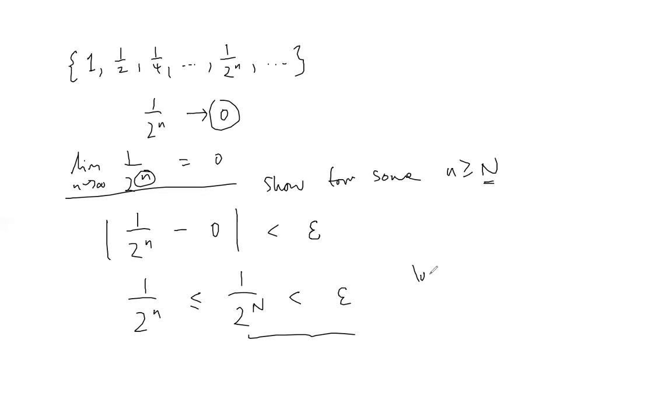Well, you can take log base 2 to make things easier. So this basically becomes minus n less than log base 2 epsilon. So your n simply needs to be larger than minus log 2 of epsilon. Sorry, 1/epsilon.